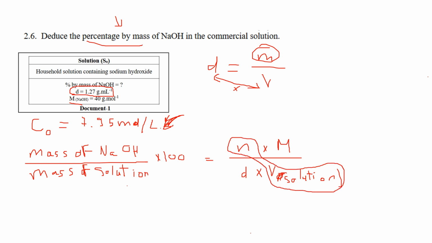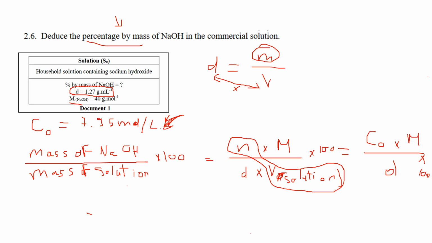So this N divided by V, we can replace it by the concentration C0, because this is the number of moles divided by the volume. So C0 multiplied by the molar mass divided by the density is basically equal to the percentage by mass. For sure, don't forget, guys, the multiplication by 100. We always need to multiply by 100.